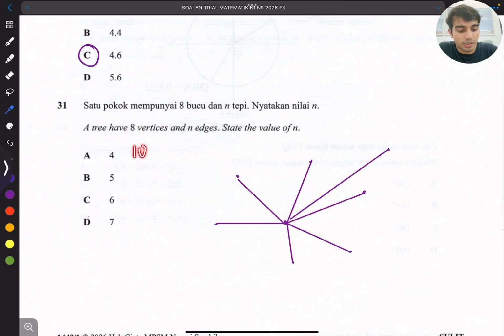If you have 10 vertices, you must have 9 edges. If you have 12 vertices, you must have 11 edges. Because a tree means you cannot have 2 lines going from one point to another. Only one way. So 7. Done.